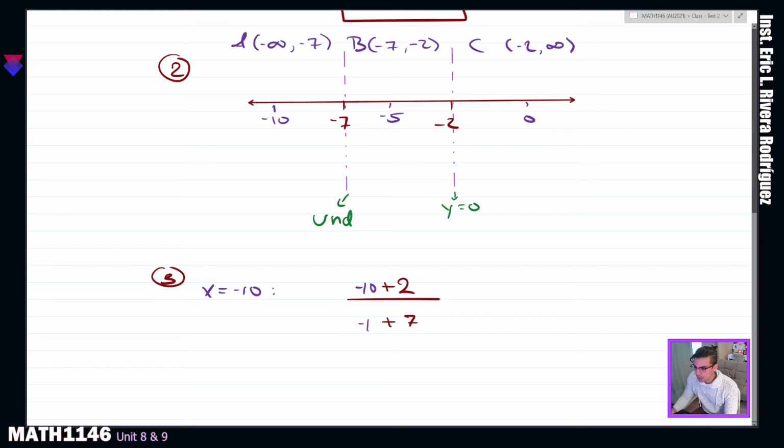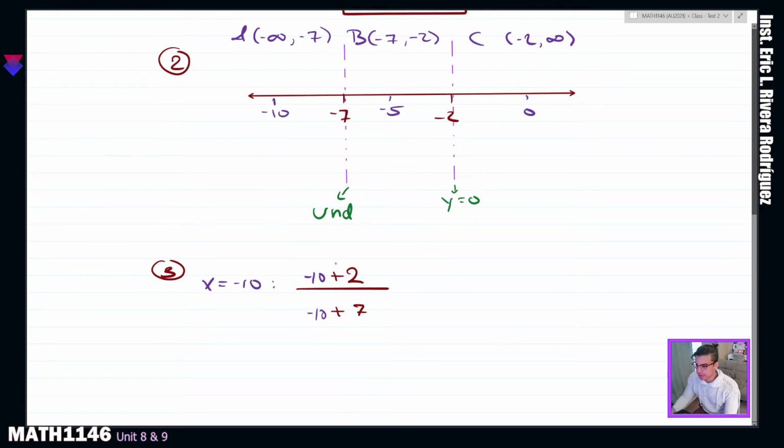And again, the value is not important. What is important is the sign. So this is how I simplify this: we know that the magnitude of 10 is greater than 2, so -10 plus 2 is going to be negative. And negative at the bottom as well in the denominator. So the sign is going to be positive. Two negatives dividing, the negative signs cancel, and we have a positive value here. So region A is positive.